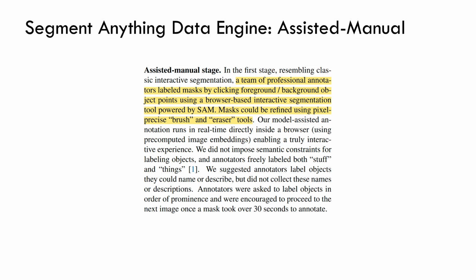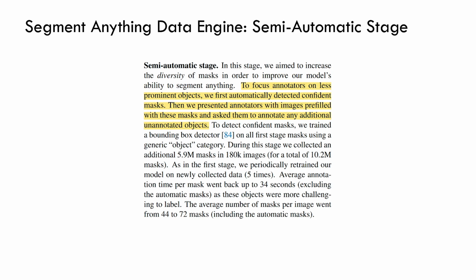Let's review them. In the assisted manual stage, basically they hired a team of professional annotators that manually labeled the images using only the brush and the eraser tool. So you have to think that there are many people working pixel by pixel, mapping pixels to masks. This is what we would do to create a dataset from zero. Then they trained this model on these manually created masks, and then they went to the semi-automatic stage.